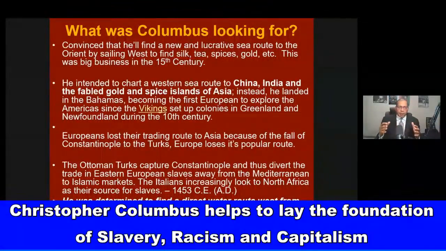This was big business in the 15th century. Europeans lost their trading route to Asia because of the fall of Constantinople to the Ottoman Turks. The Ottoman Turks captured Constantinople and thus diverted the trade in Eastern European slaves away from the Mediterranean to Islamic markets. The Italians increasingly looked to North Africa as their source for slaves. All right.